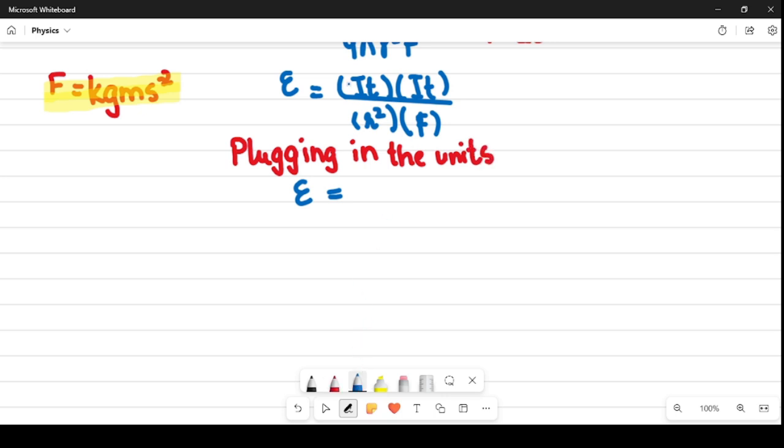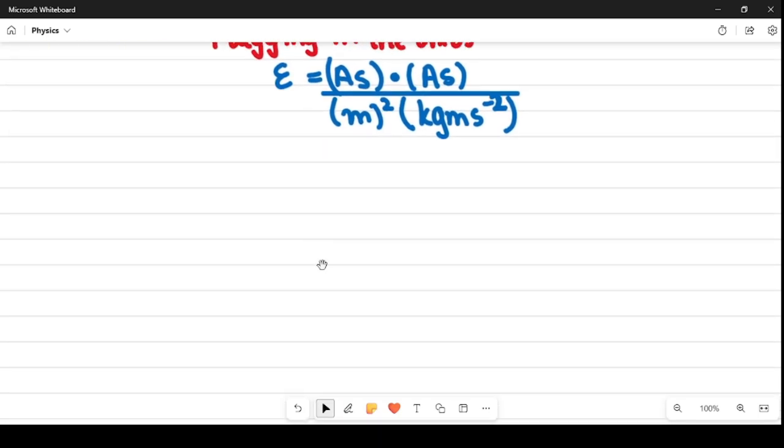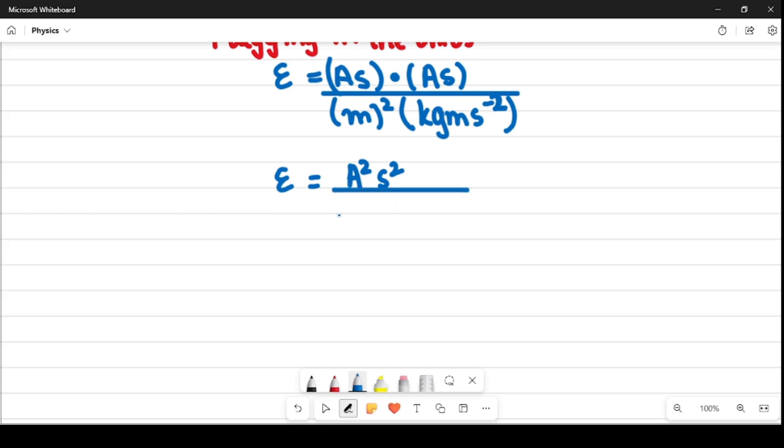Okay. Current into time. Current has the base unit ampere. Time has the base unit seconds. Into ampere seconds. R is the distance, meters, squared, squared. Force, we already know the base units, kilogram, meter, second, minus 2. From part B, we've already done this. Right. Now, let's first simplify. We have meter cube, kilogram, second, minus 2.